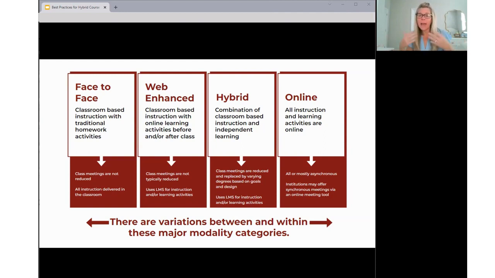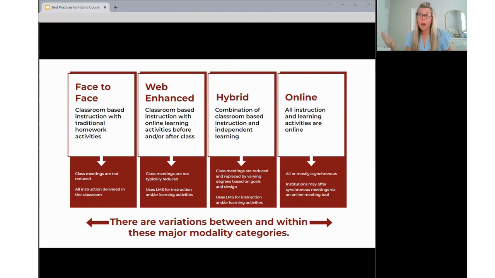Some institutions have hybrid model policies where they specify exactly how much seat time can be replaced by online or outside of class activities. We're going to look at a couple of those definitions today. It's a heavy use of the LMS for instruction and or learning activities. And again, there's a lot of different views of what hybrid is, even within that one category.